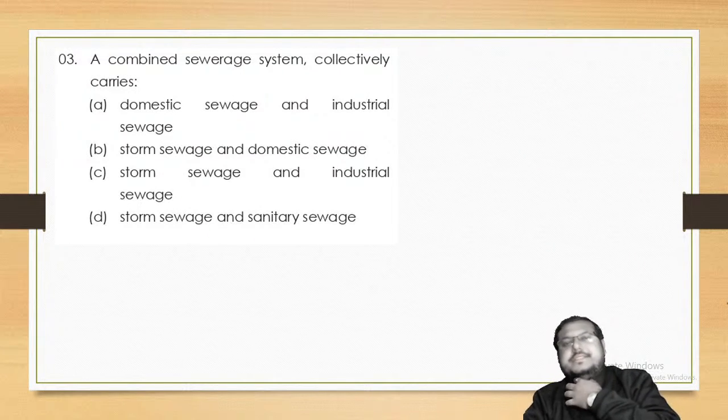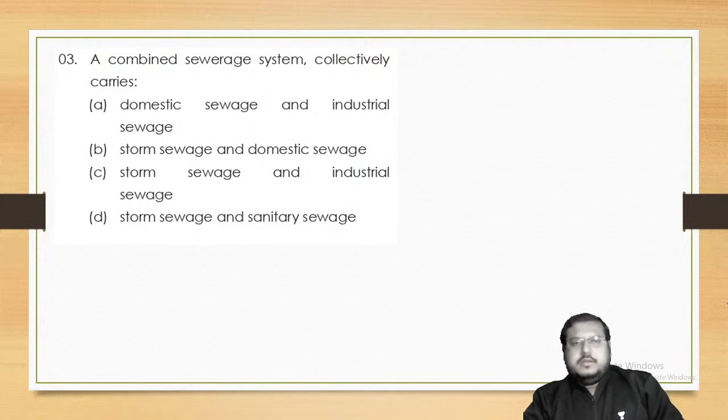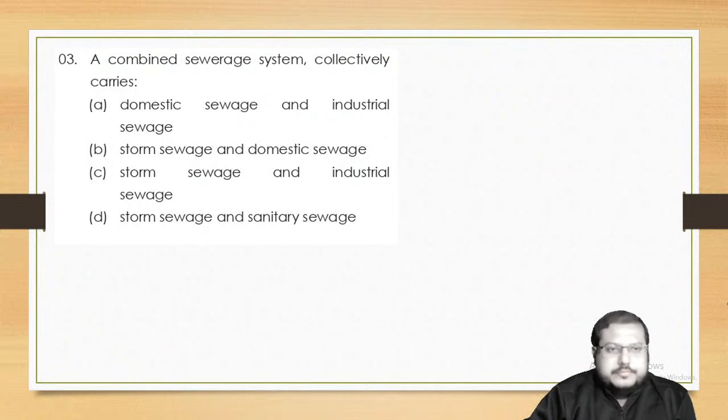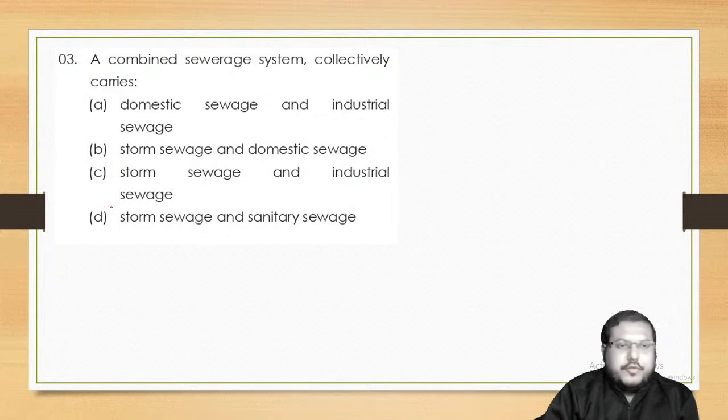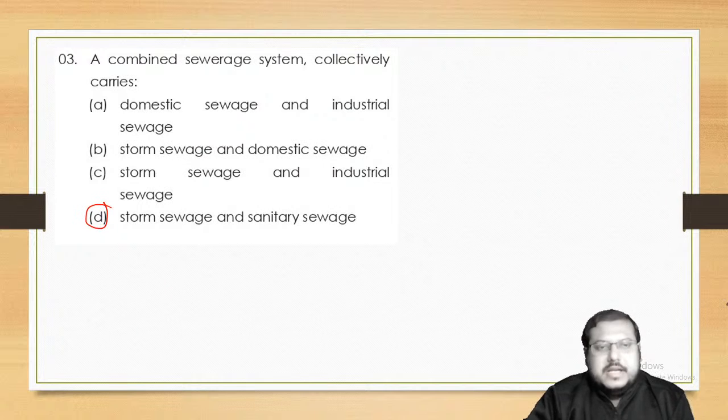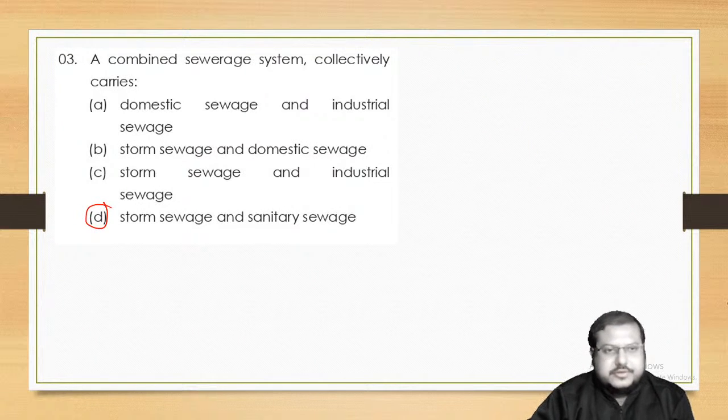A combined sewerage system collectively carries what? Combined system means it carries DWF and SWF, both. So it's storm sewage and sanitary sewage. Domestic sewage and industrial sewage is ideally DWF, but for our case only the domestic sewage is DWF. But don't forget, ideally it is domestic sewage plus industrial sewage. So combined sewage is storm sewage and sanitary sewage. 3D: this is nothing but DWF.